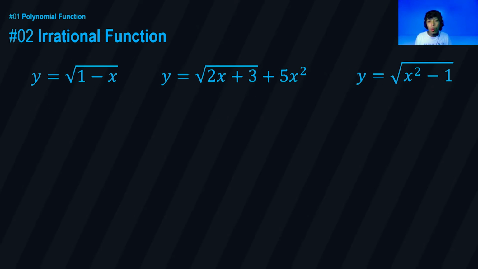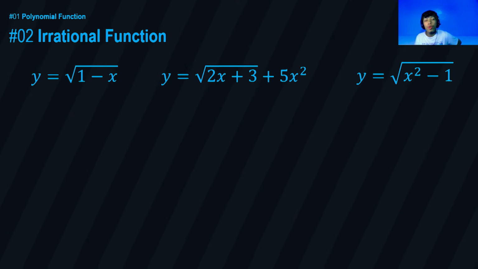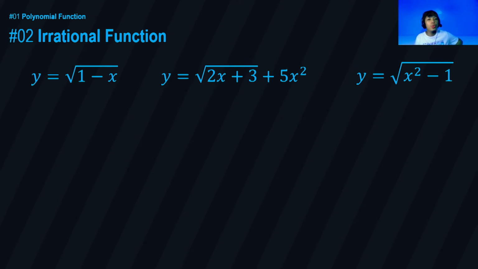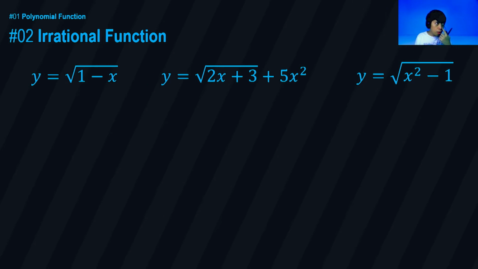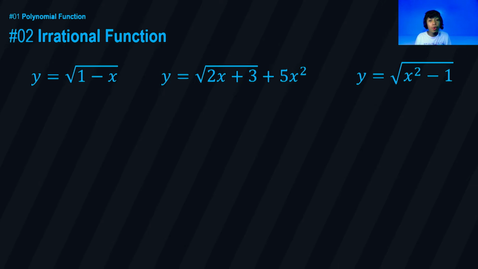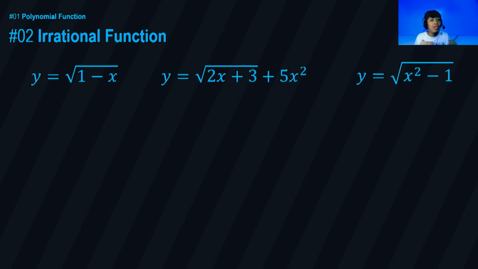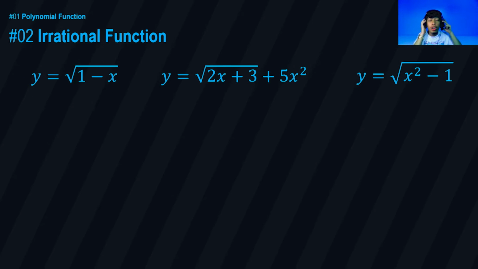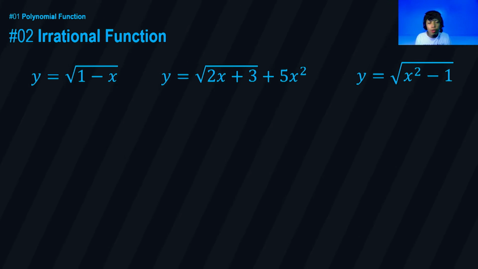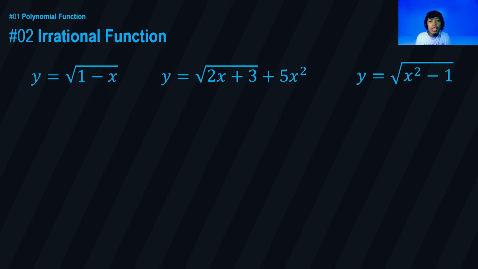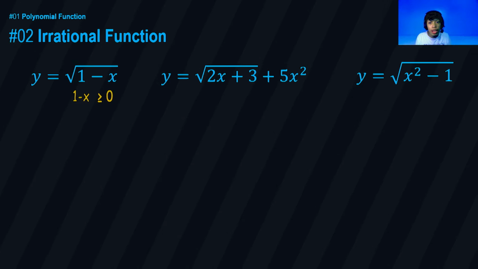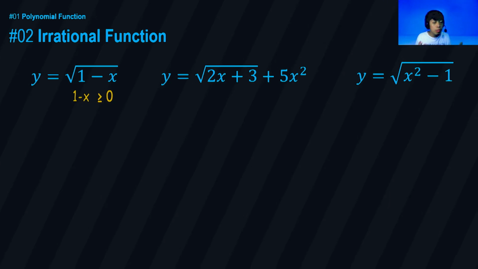So how do we find those real numbers which are not permissible values of x? We are trying to avoid a negative value inside the radical sign, or a negative value for the radicand. We are trying to avoid that. So your radicand, the 1 minus x, should not be less than 0. It should be greater than or equal to 0.